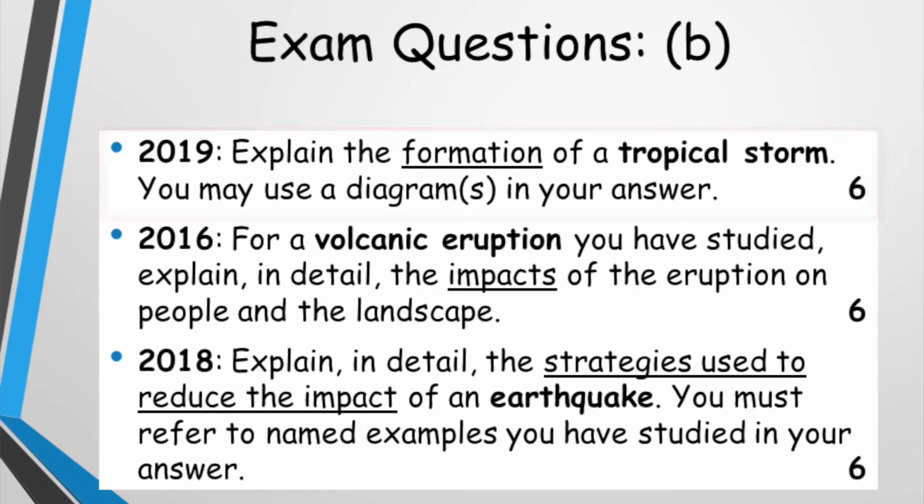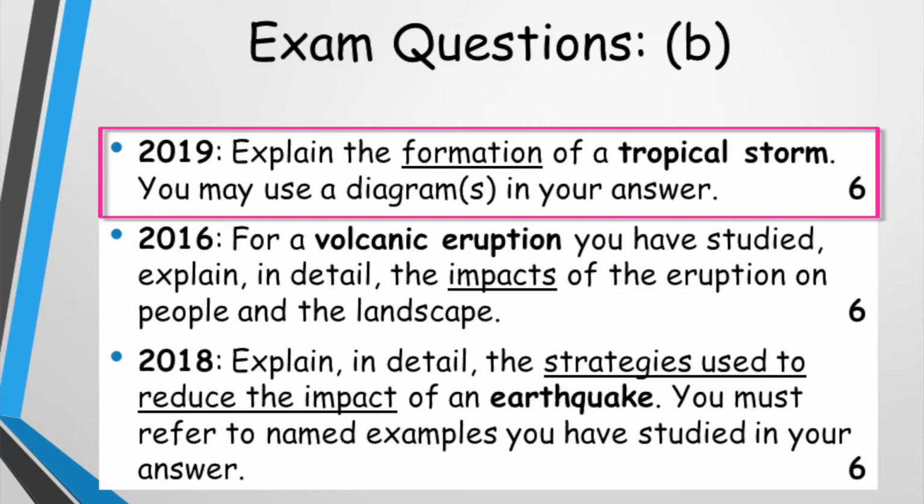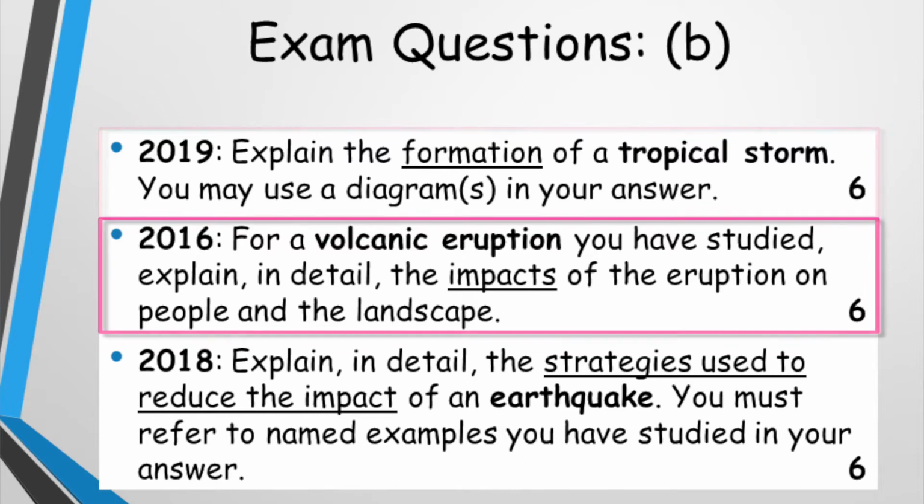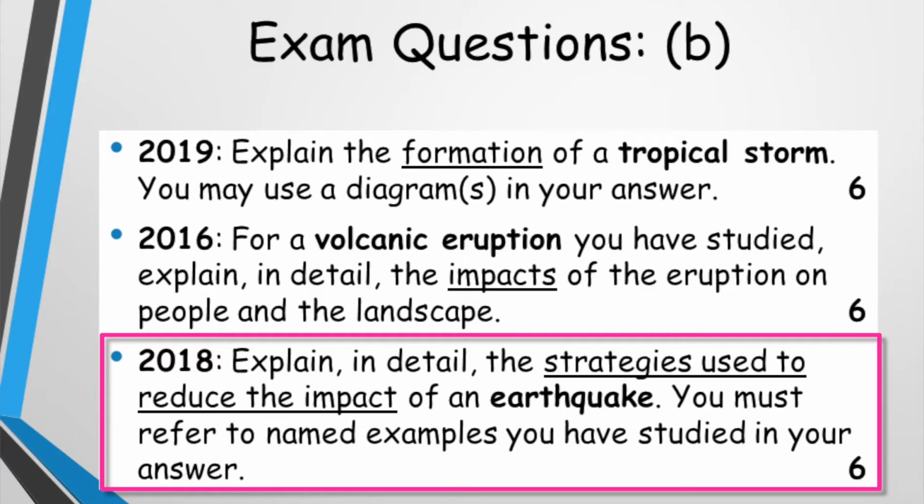For Part B, you might be asked to, as was the case in 2019, explain the formation of a tropical storm. You might, as was the case in 2016, be asked to explain the impacts of a volcanic eruption on people and on the natural landscape. Or you might, as was the case in 2018, be asked to explain the strategies that were used to reduce the impact of an earthquake.